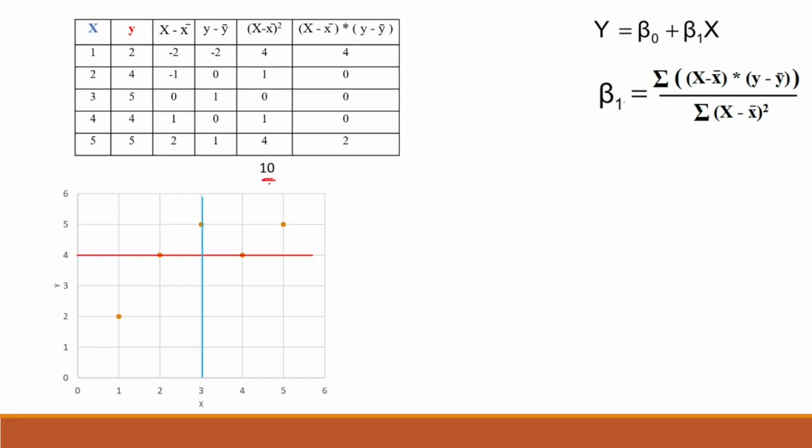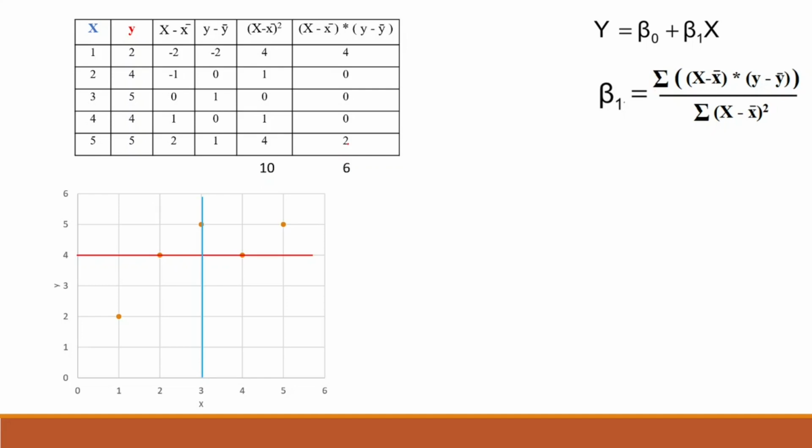And similarly, I have to calculate x minus x bar into y minus y bar. So x minus x bar is here, and y minus y bar is also here. So I just have to multiply this. So minus 2 into minus 2, I'll get 4. Minus 1 into 0 is obviously 0. Here also 0 into 1 is 0. 1 into 0 is 0. And finally, 2 into 1 I'll get as 2. So if I add it up, then the summation value will be equal to 6.